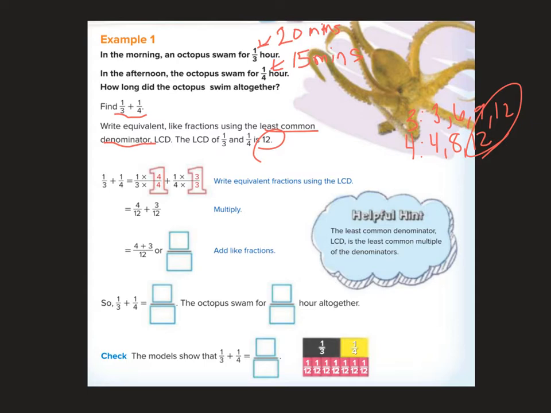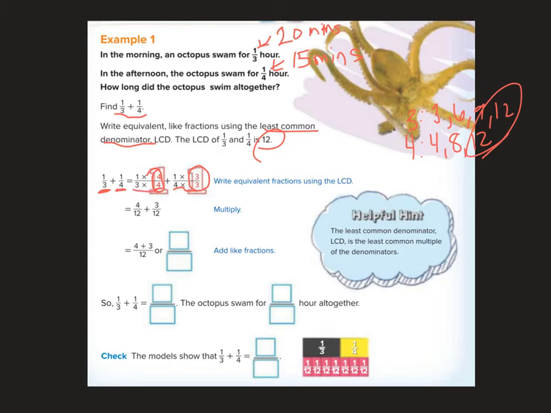Okay, so then I ask myself, what do I need to multiply 3 by to make it 12? I need to multiply it by 4 over 4, do it to both of them, right? And then here I have 4, I need to multiply that by 3 to get the least common denominator. I don't really love how they wrote this out, but we'll go with it.